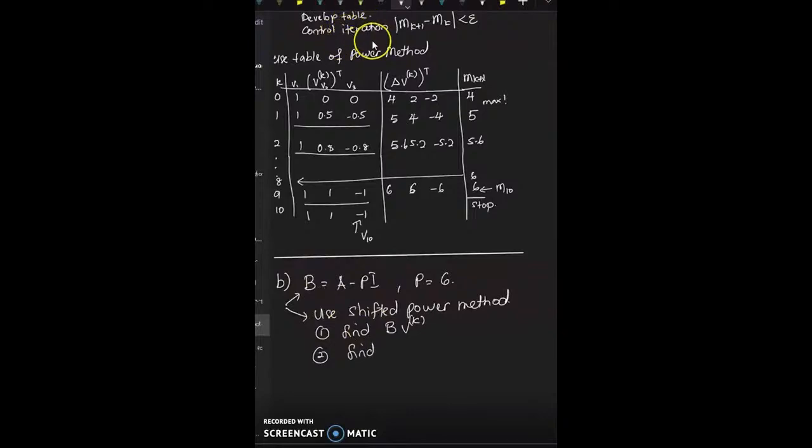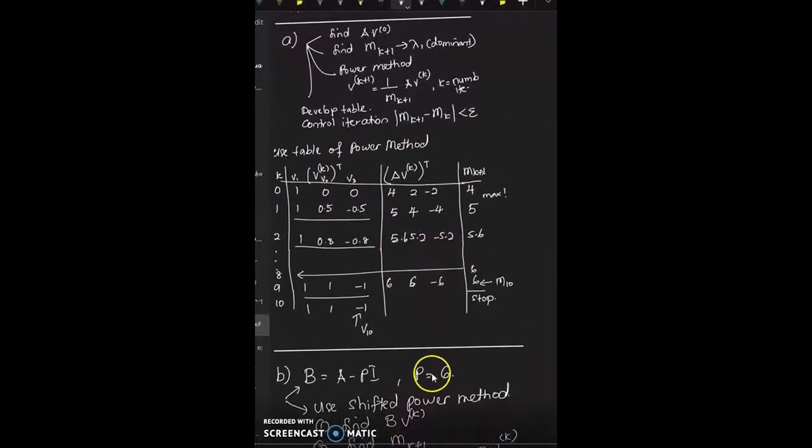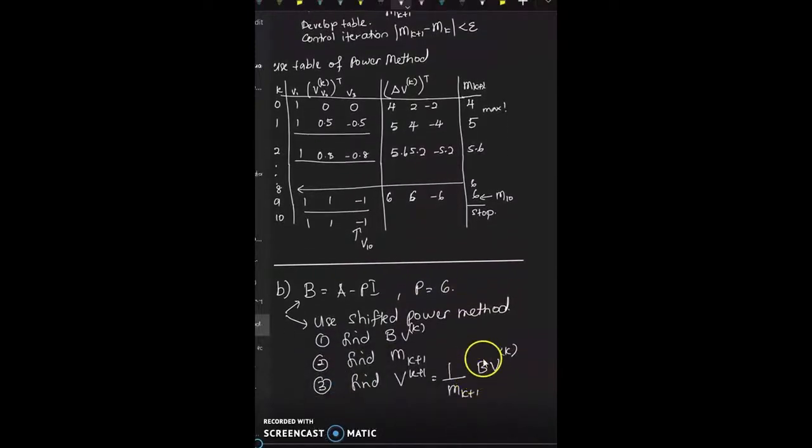What is the power method? V(k+1) equals 1 over M(k+1) times B V(k). So you apply it to get the dominant M(k+1), which is the eigenvalue for matrix B. Now you apply the power method, but change A to B. You develop the table similarly, and the last step is to develop the table.